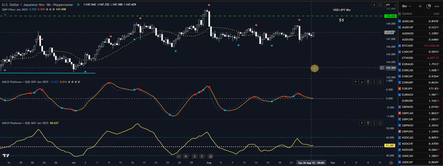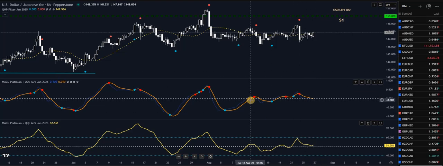Last one, which you probably can't see, is USD, Japanese yen, the yen pair. Look at this, sideways. It hasn't really gone anywhere anytime soon. MACD platinum's near the zero level. QQE's near the zero, the 50 level. Messy. So that's it. Struggle to get through that, I'll tell you.